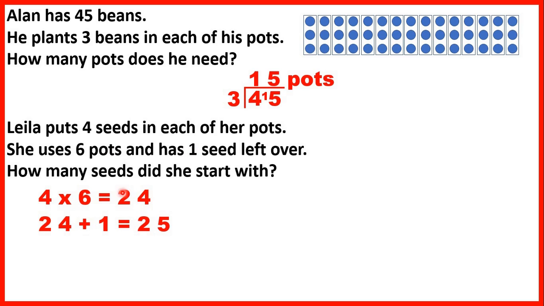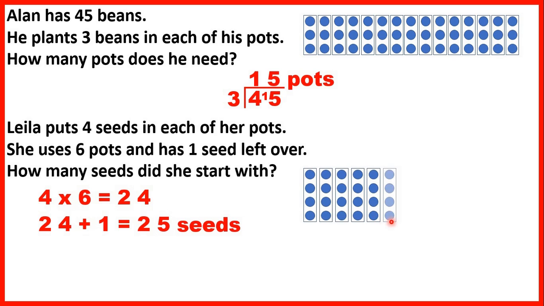So if 24 seeds are in her 6 pots, with 4 seeds in each, and she has 1 left over, that's 25 seeds altogether. So we have 4 seeds in each pot, and we have 6 pots, but then there's 1 seed left over, so that's 25 seeds altogether.